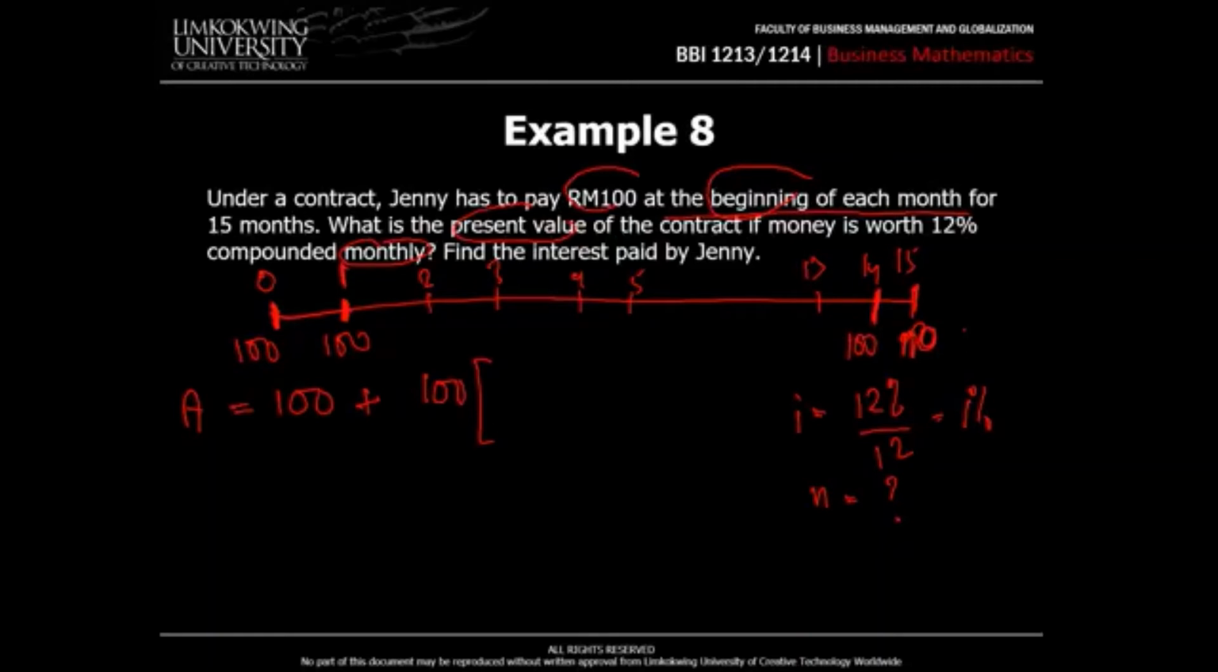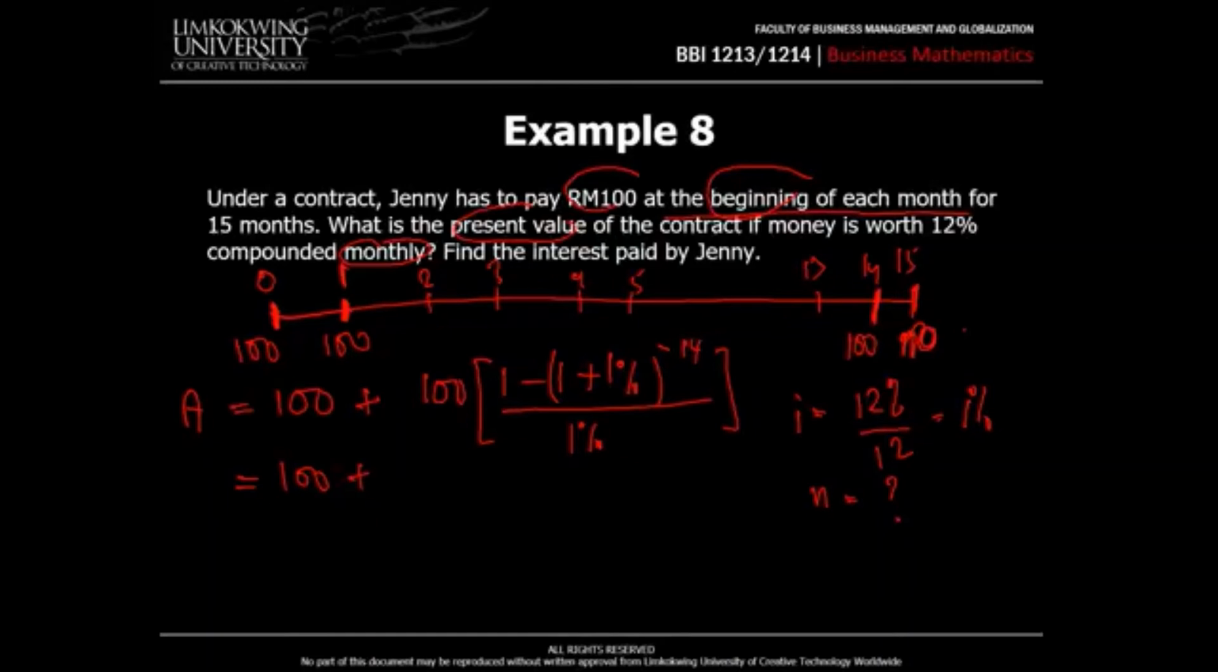Okay. So the formula is a, 1 minus 1 plus 1% I to the power of negative 14, divided by 1%. Okay, and then what is the answer? Press the calculator. So here you go. 2,600. So what is the answer for this one only?